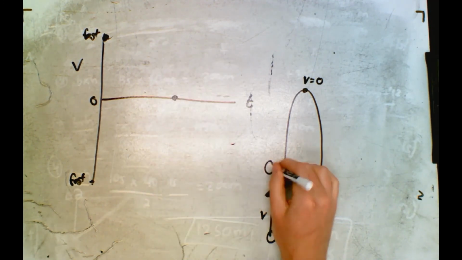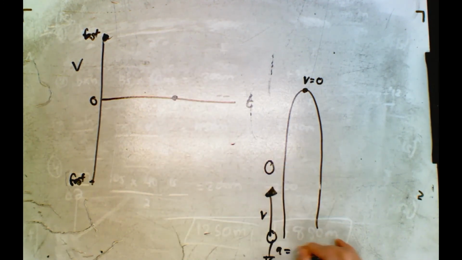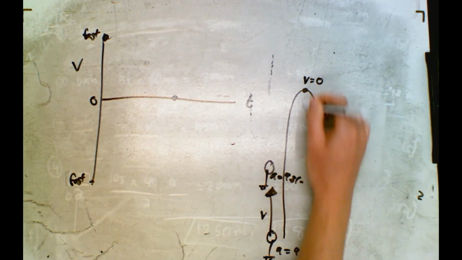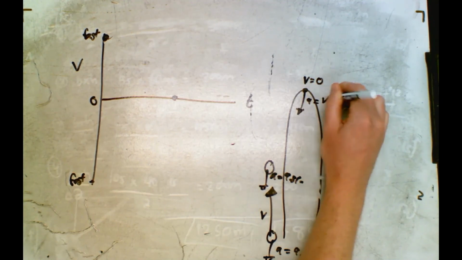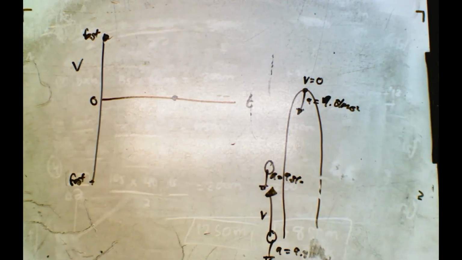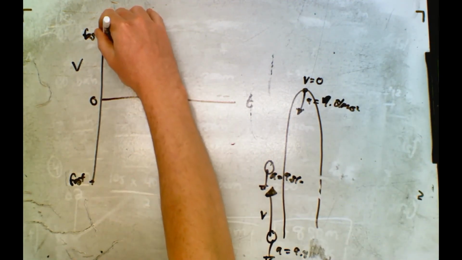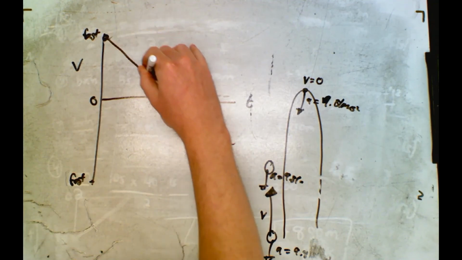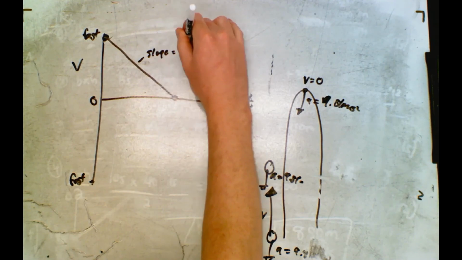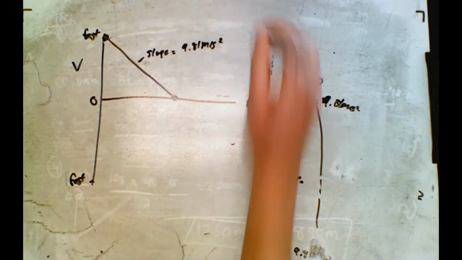And all throughout this, our acceleration is 9.81 meters per second squared, right? We drew that onto our vector diagrams yesterday. No matter where we are, anytime we're near the Earth, our acceleration is 9.81 meters per second squared. So my slope is going to be constant, and my slope is going to equal 9.81 meters per second squared.